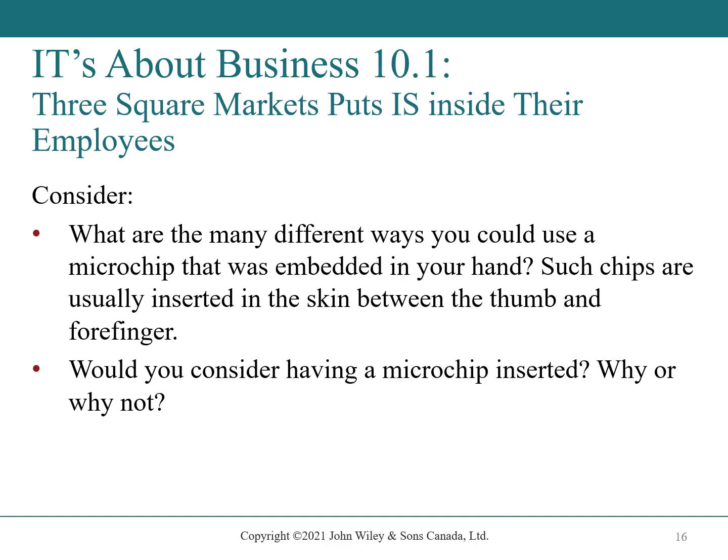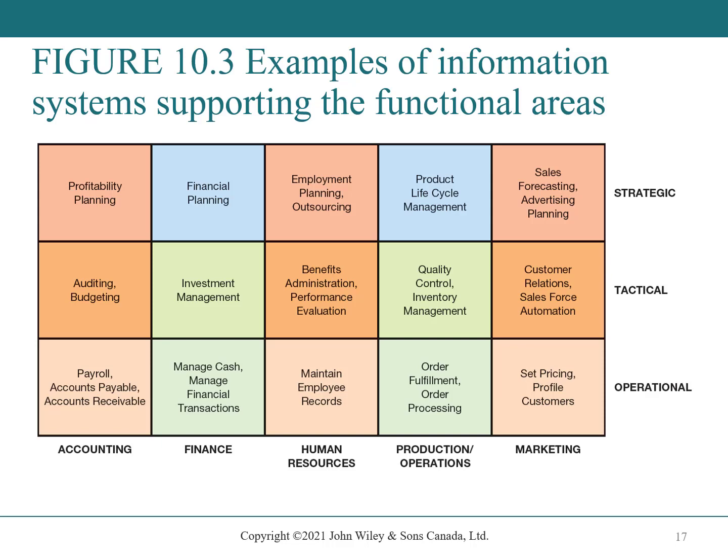It's About Business 10.1. 3 Square Market puts IS inside their employees. What we'd like you to consider here is, what are the many different ways you could use a microchip that was embedded in your hand? Such chips are usually inserted in the skin between the thumb and forefinger. And would you consider having a microchip inserted? Why or why not?